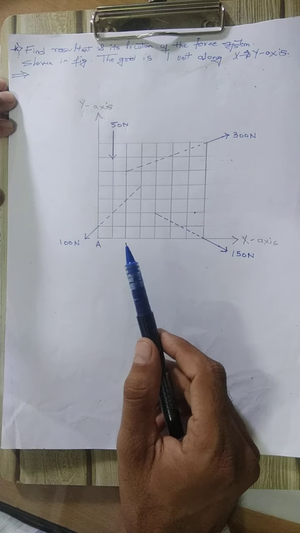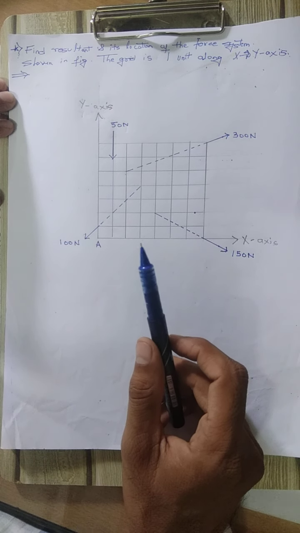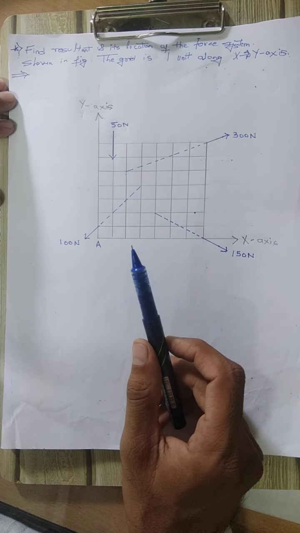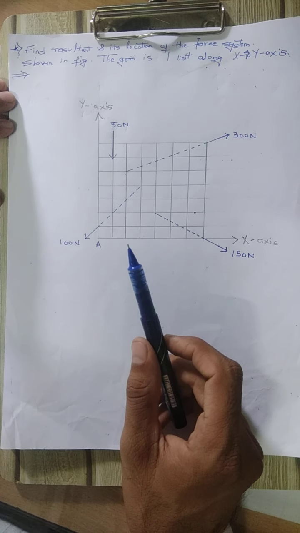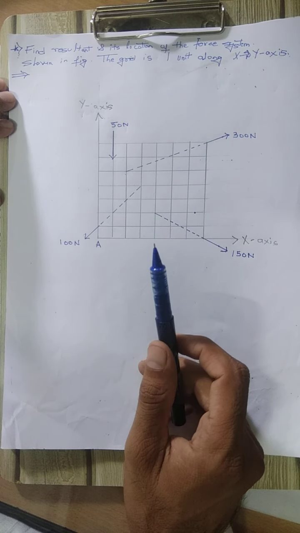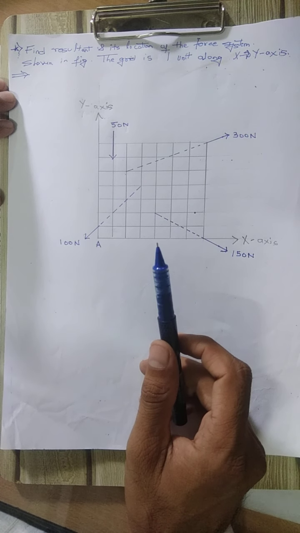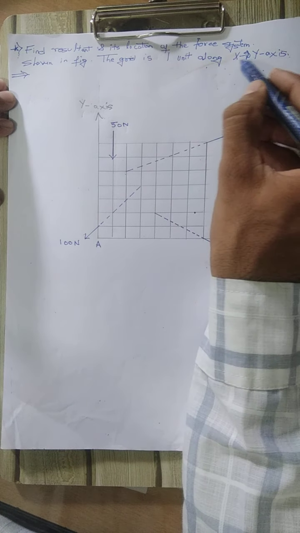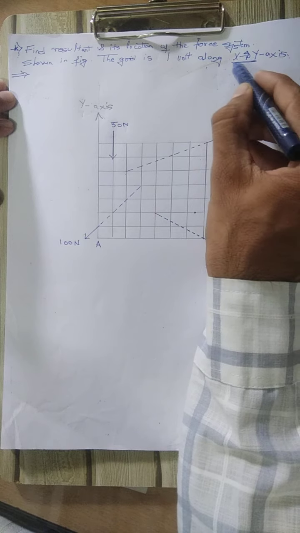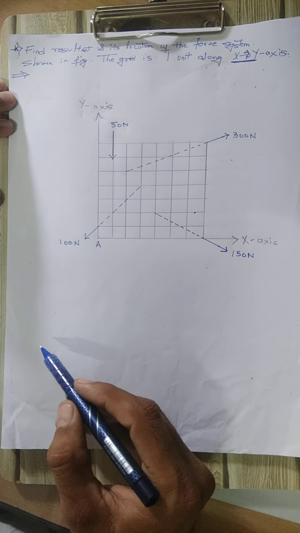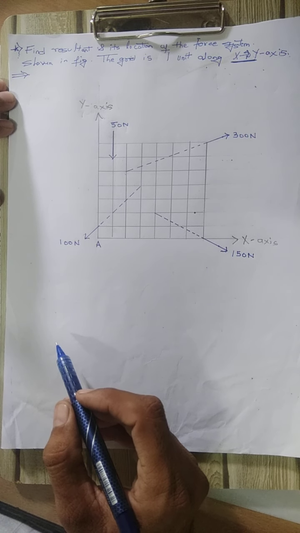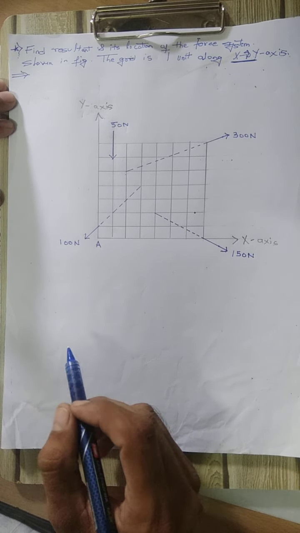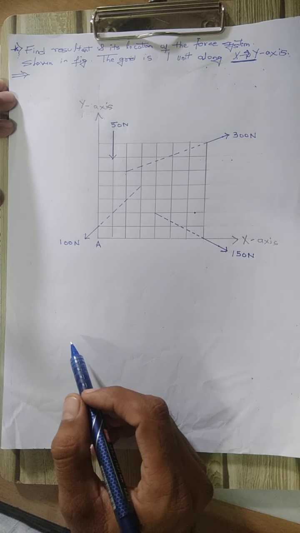So we have to use the principle of transmissibility while finding out the forces, or while finding out the x and y intercept, because principle of transmissibility plays an important role while finding out the x and y intercept. So here we have to find out the x and y intercept of the resultant also. In order to find out x and y intercept of the resultant, we have to use the principle of transmissibility, and also we have to use Varignon's theorem.